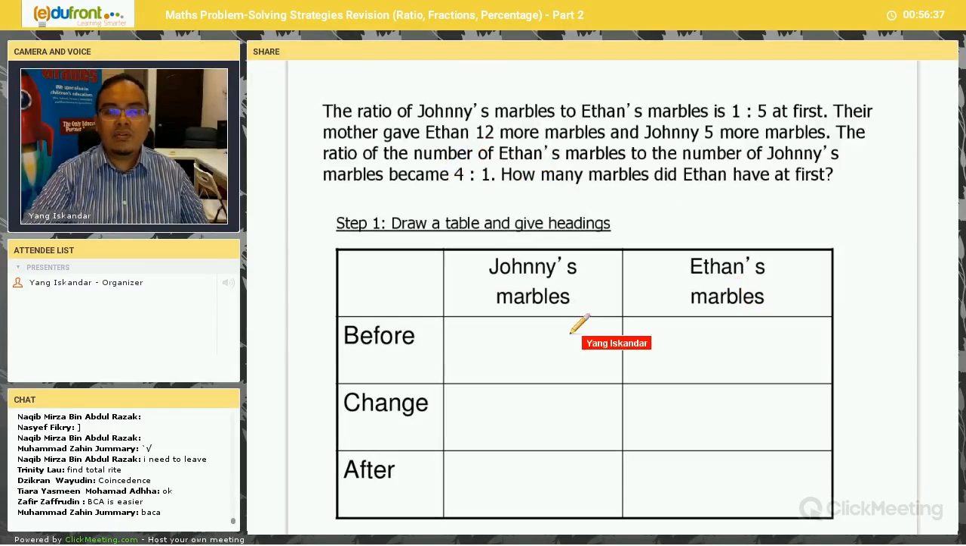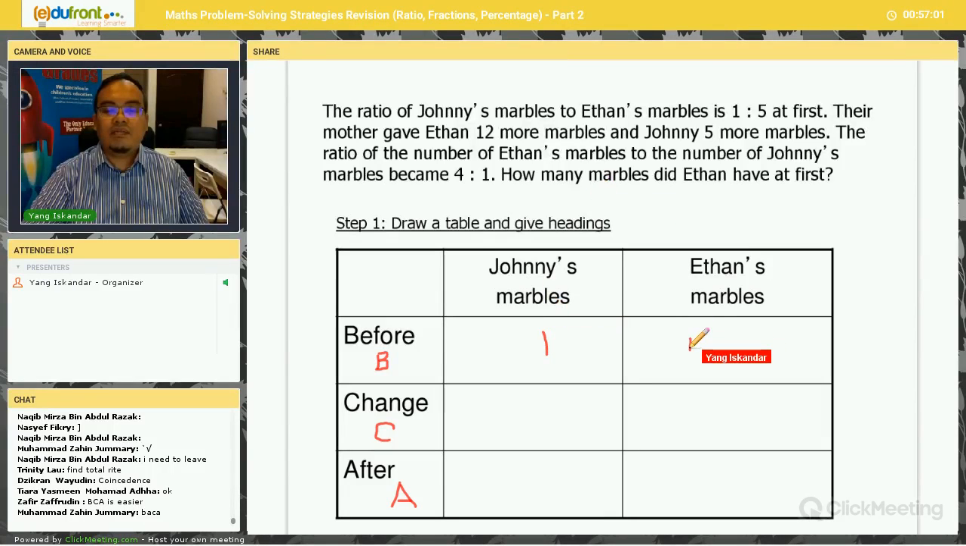First, how do we do this method? Step number 1, we draw a table and give the appropriate headings. So you can see here, before, change, after. Some of you may know the BCA method. So the ratio of Johnny's marbles to Ethan's marbles is 1:5, 1:5 in the beginning.